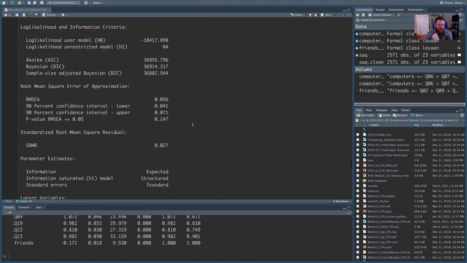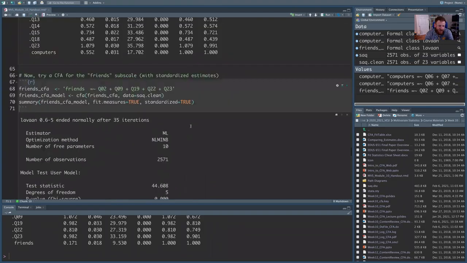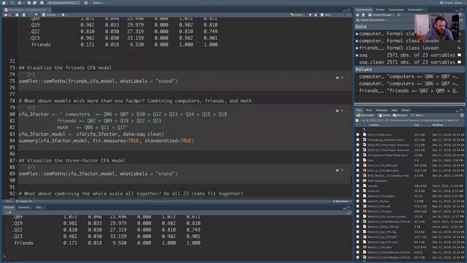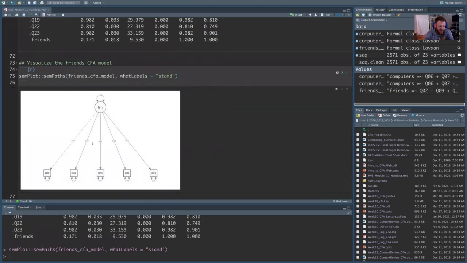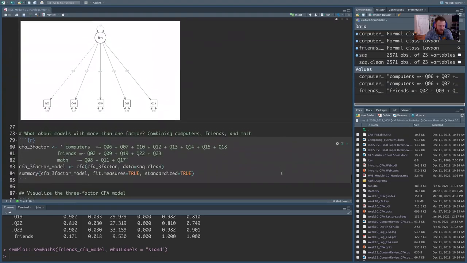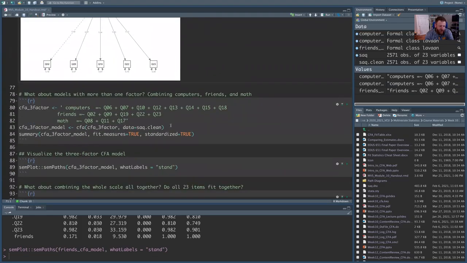But anyway, so that's just another example of running a CFA for another scale. And then again, we can use this semPaths command to get standardized estimates and a path diagram. Again, here are the items and here are the loadings. Here are the error variances down here. And this is the variance of the latent variable. Okay. So you might ask, okay, we did a subscale for computers. We did a subscale for friends.